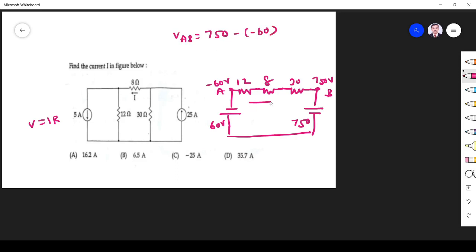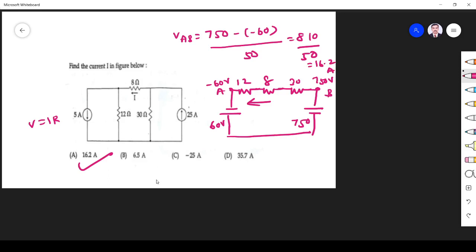I want the current flowing through this leg, from here to here. Between these two points, 750 minus 60 divided by this total resistance, 50. So 810 by 50 is 16.2. That's our answer.